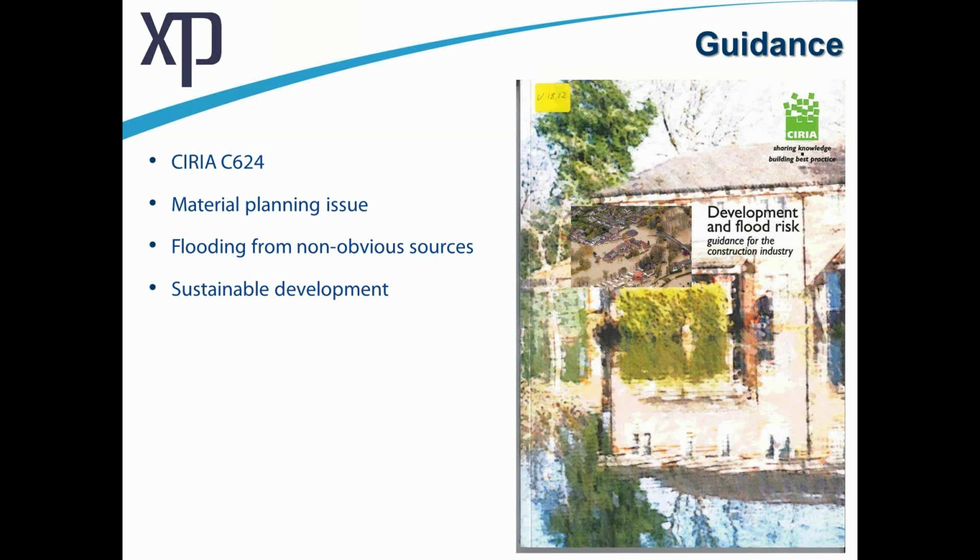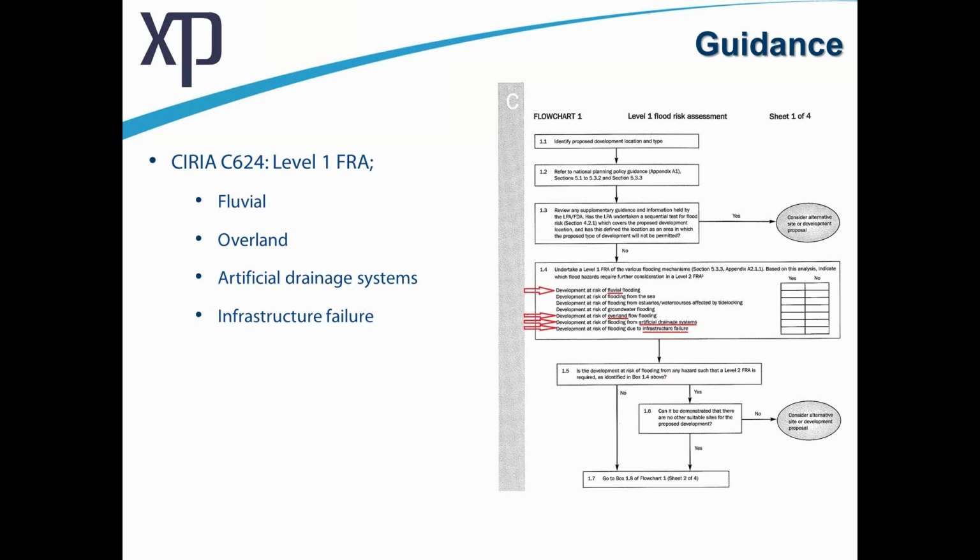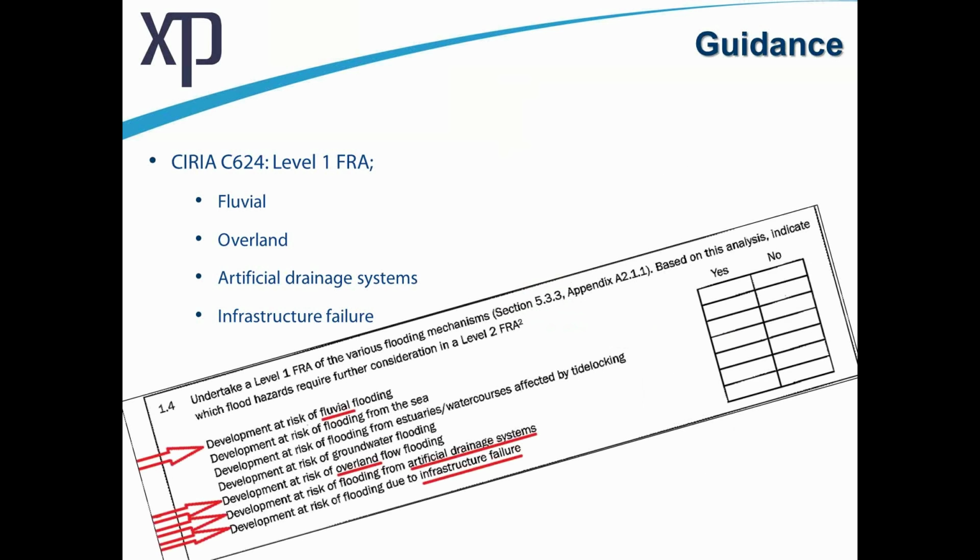So looking at the guidance, I realize that you won't be able to see this screenshot, so I'm going to zoom in. We're going to look at the flood risk assessments, and there are 3 levels cited within the guidance. And within level 1, for example, there are 7 different sources of flooding that have been highlighted. There are actually more that we can show you later on in the series. But for the purpose of the exercise today, we're going to look at 4 of those 7.